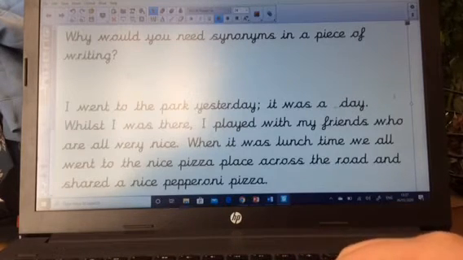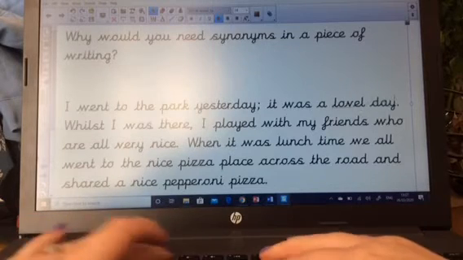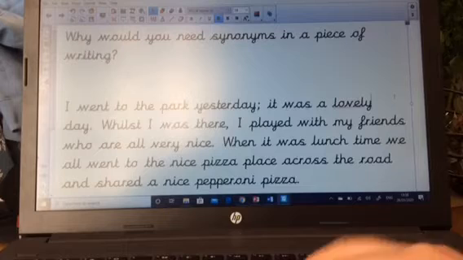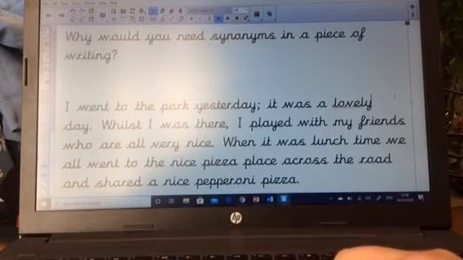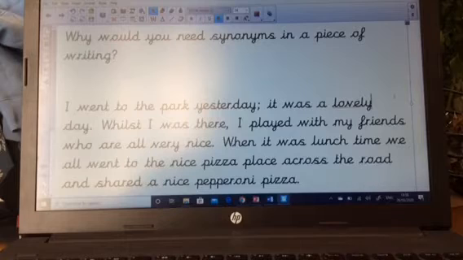So I went to the park yesterday. It was a nice day. So I'm going to change nice to lovely. Okay, because you can have a lovely day because it could be quite nice outside. Whilst I was there, I played with my friends who are all very nice. I'm going to leave that one as nice because it's describing the friends' personalities.